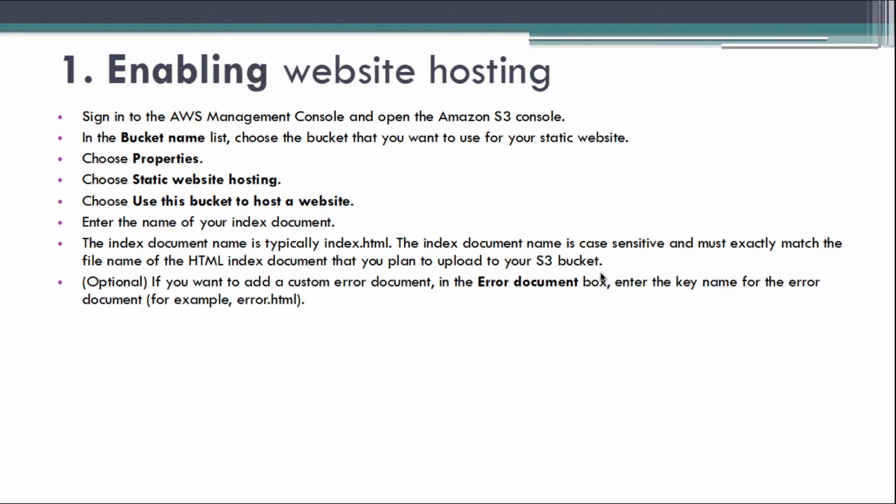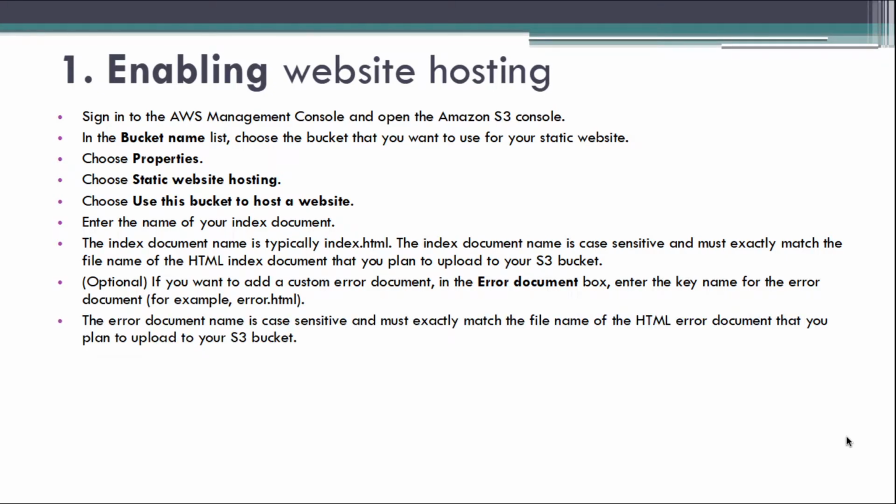Optional, if you want to add a custom error document, in the error document box, enter the key name for the error document, for example error.html. The error document name is case sensitive and must exactly match the file name of the HTML error document that you plan to upload to your S3 bucket. So this is also case sensitive. If you want to set some custom error page, you can set this, but this is optional.